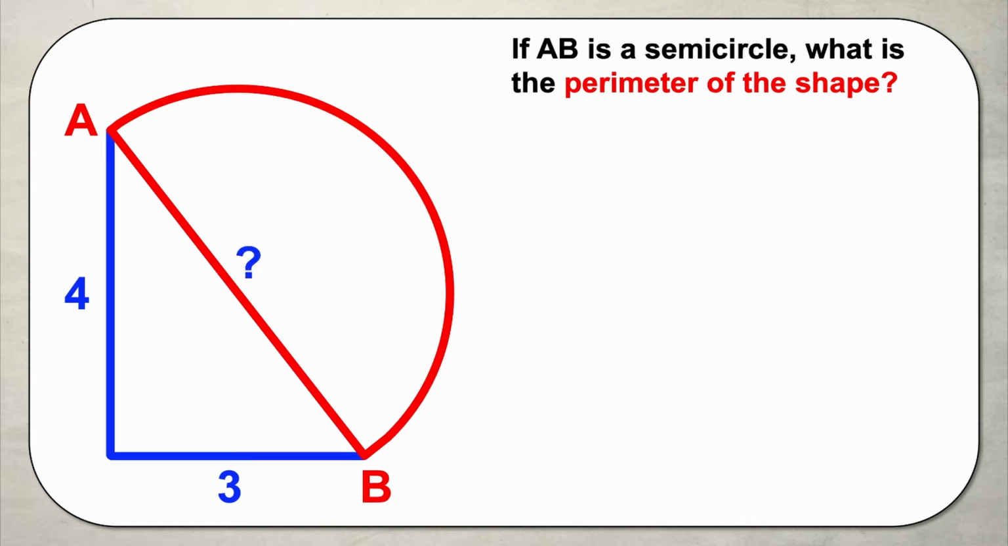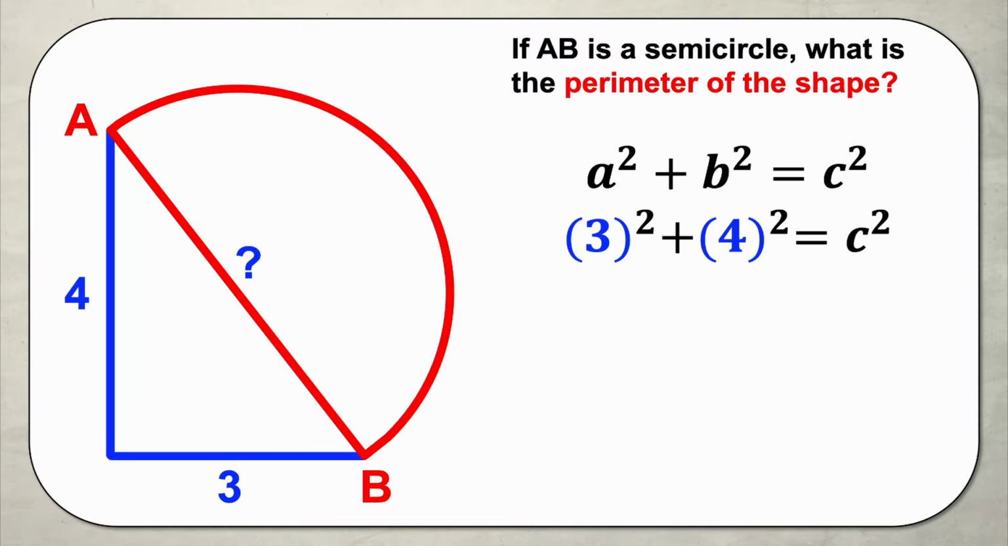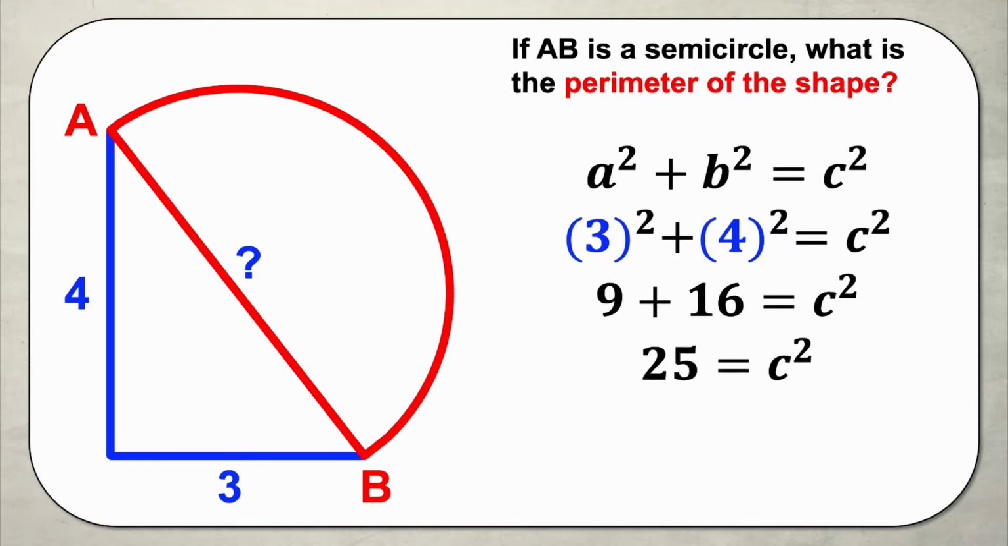Well, the first thing I need is this line segment AB. And in order to calculate this, I'm going to use something called the Pythagorean theorem, so a squared plus b squared equals c squared. If I add up the legs of the right angle triangle, that's going to give me 3 squared plus 4 squared equals c squared. Simplifying, I get 9 plus 16 equals c squared, and therefore 25 equals c squared. And if I square root both sides, I get c is equal to 5. So let me substitute that in. AB is equal to 5.